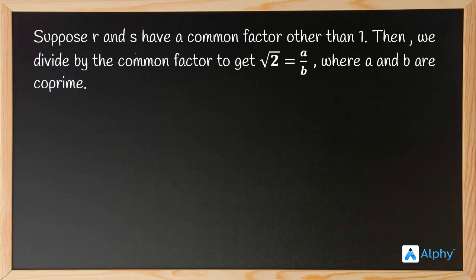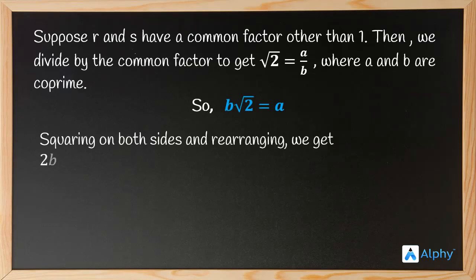For example, 14 by 15. So 14 and 15 are not prime numbers, but the only factor that they have in common is 1. Moving on. So when we multiply b by root 2 and take it to the other side, we get the equation b root 2 is equal to a. So the next step is squaring on both sides and rearranging. We get 2b square is equal to a square. Therefore 2 divides a square.